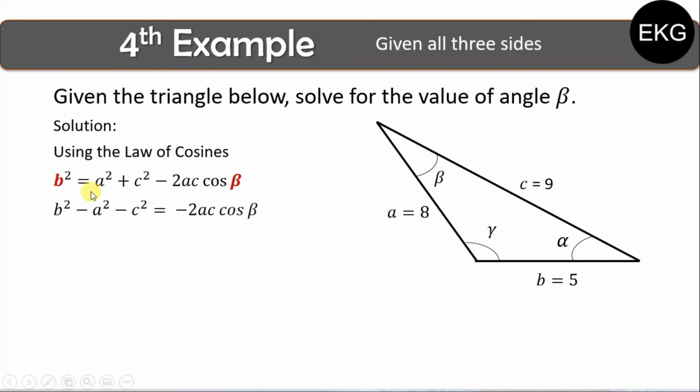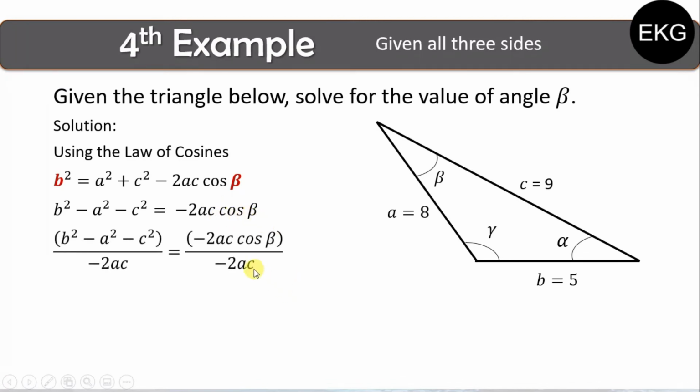Now, after natin malipat ito, para maiwan yung beta dito sa kabila, kailangan natin i-divide both sides by negative 2AC. Okay? Maiwan yung cosine beta. So, yun yung gagawin natin dito, or ginawa natin dito. So, magka-cancel out yan. Maiwan yung cosine beta. And then we substitute the value.